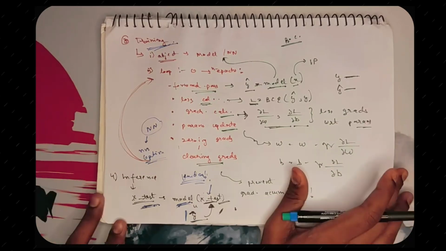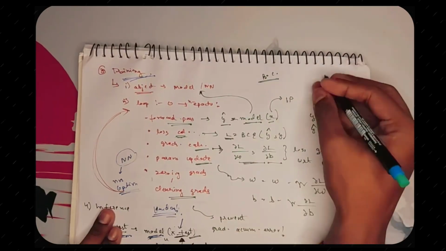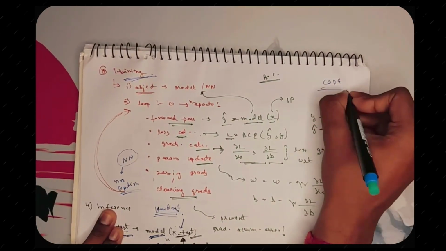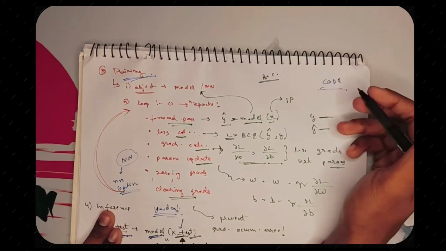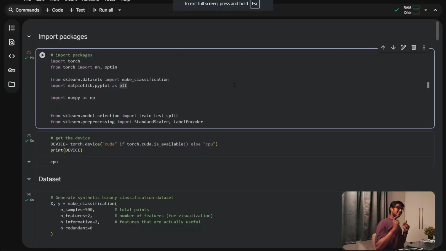Alright guys, so now that we have seen all this workflow and this manual pipeline, let's actually go to Colab and code it, because that's how things will really make sense, right? So let's go. Alright guys, so let's start coding.